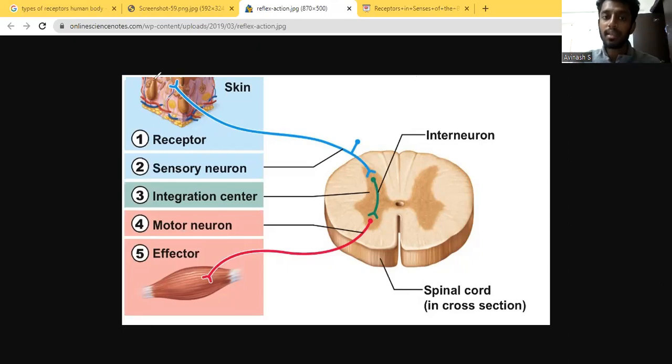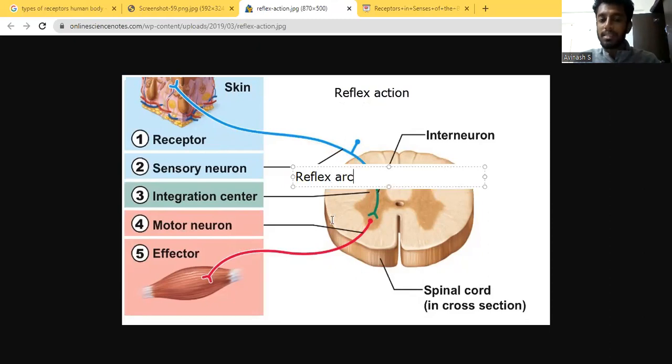And since there is an arc that is formed, you can see that there is a small arc that is formed. So this process is known as reflex action. This arc is called the reflex arc. So reflex arc is basically the visual structure that you can see, and the process is called reflex action. Reflex action is the immediate and involuntary response to an external stimulus.